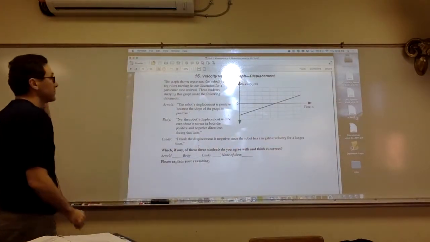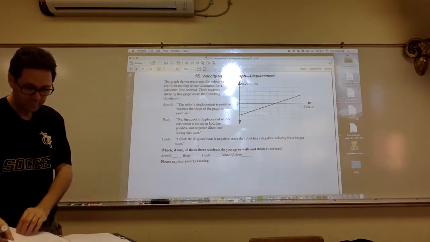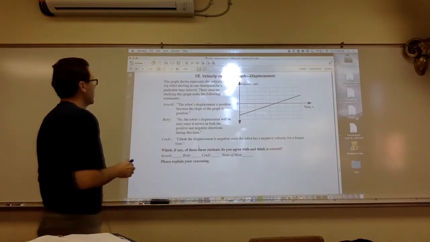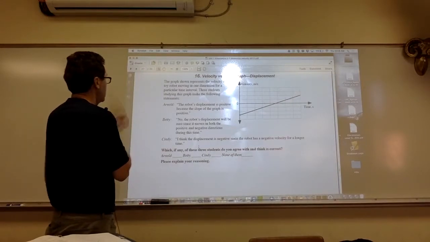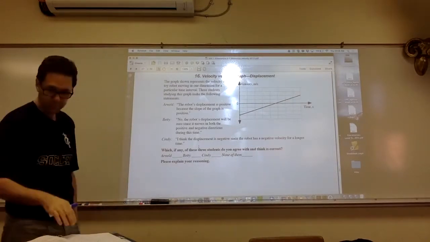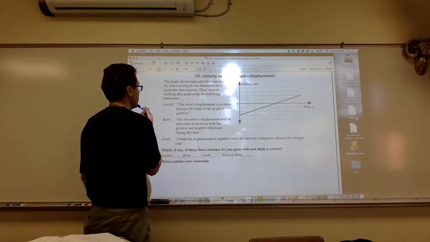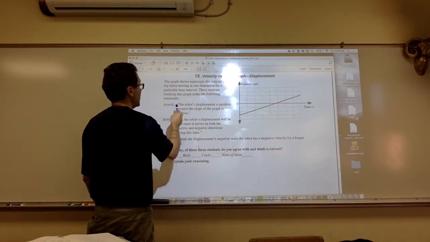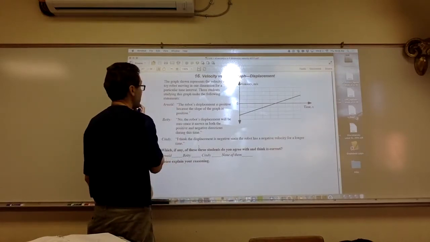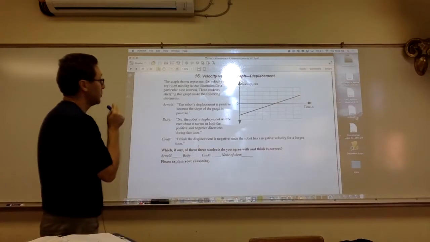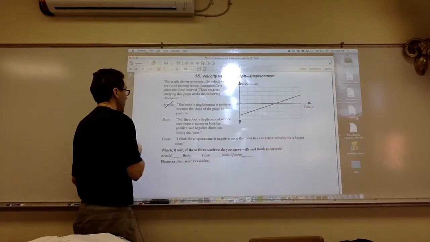Number 16. Okay, so this is a velocity time graph. They're making some statements, and we have to see which one is correct. The robot's displacement is positive because the slope of the graph is positive. Well, the slope in a velocity time graph does not give you displacement. It gives you acceleration. So Arnold is out.